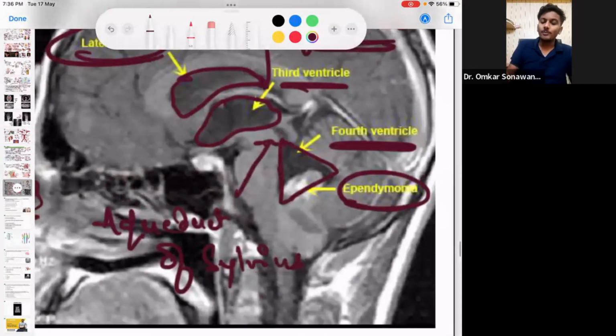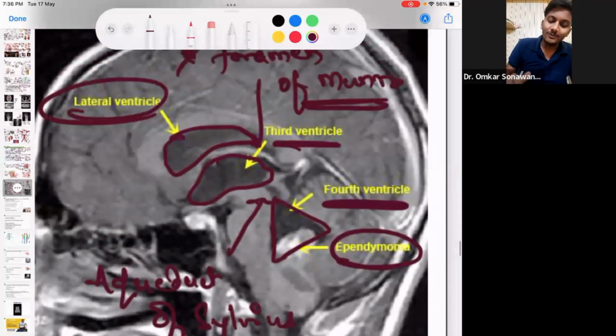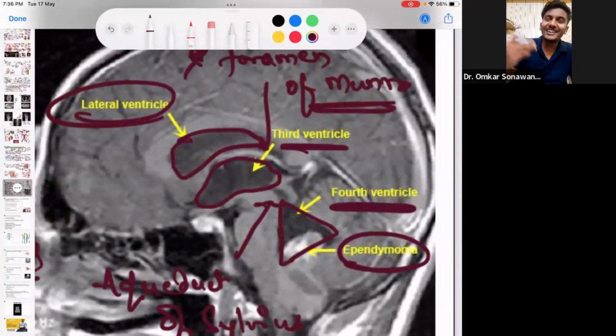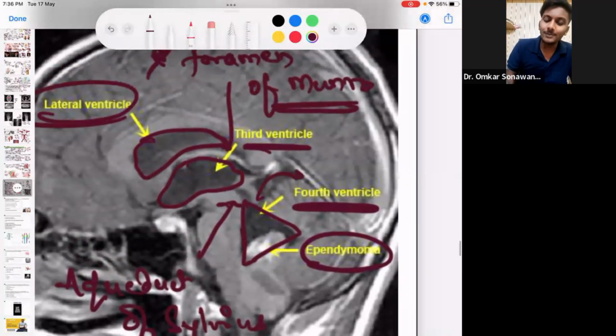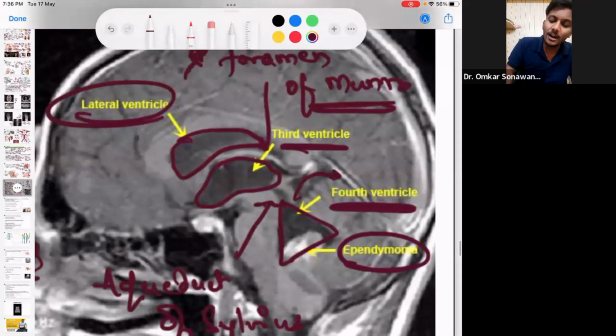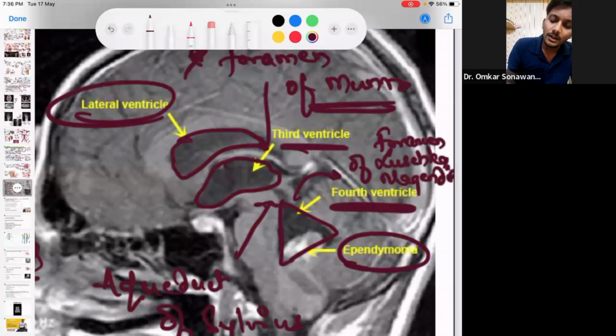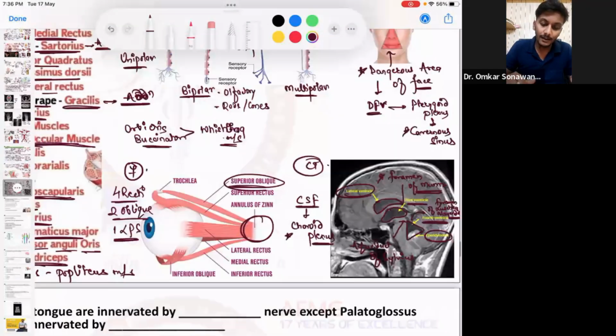From the fourth ventricle the CSF will go into the subarachnoid space via the foramen of Magendie and the foramen of Luschka. So which two foramens are present between the fourth ventricle and the subarachnoid space? Foramen of Luschka and foramen of Magendie. No issue here, let's move ahead.